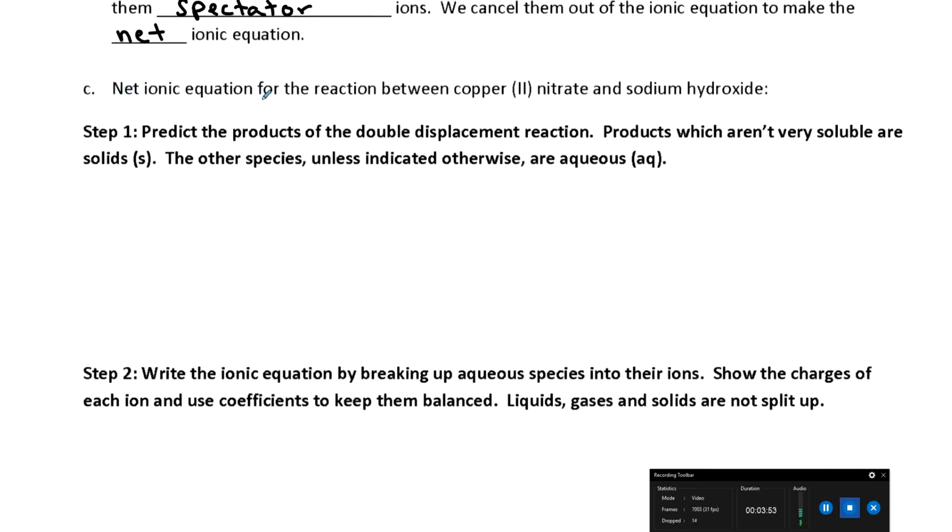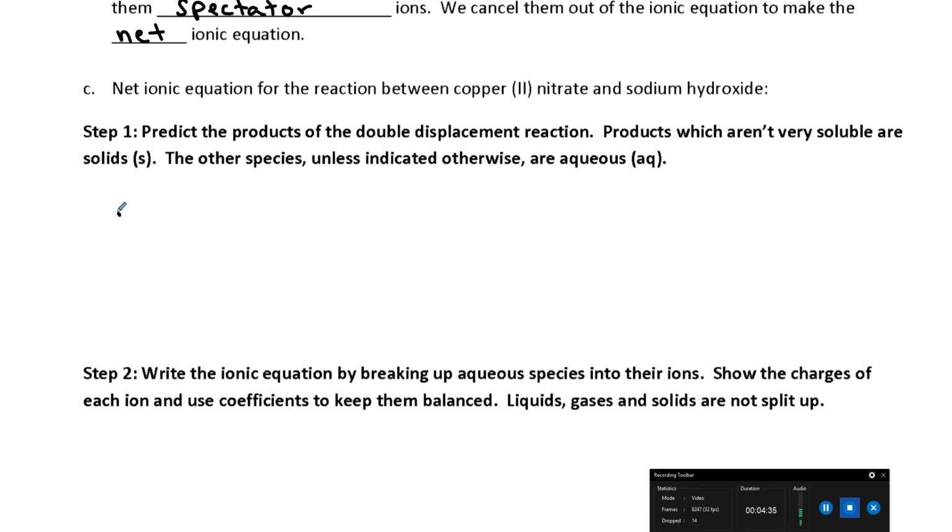So the net ionic equation is what we want to write out eventually for the reaction between copper 2 nitrate and sodium hydroxide. Our first step is we have to predict the products of this double displacement reaction. In step 1, we're doing what we were doing on Friday in our last lesson. We're going to write out the reaction, figure out the products, figure out which product is going to be the precipitate, and then balance the reaction. Okay, so let's do that.